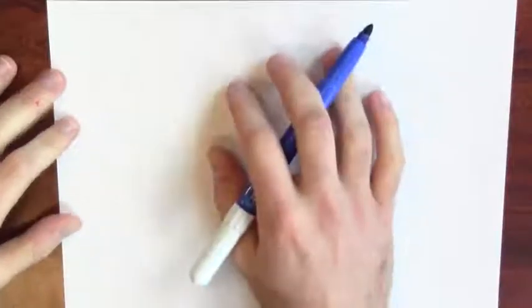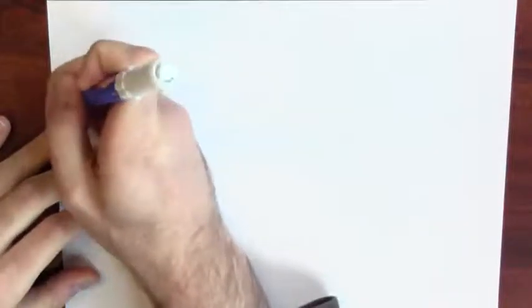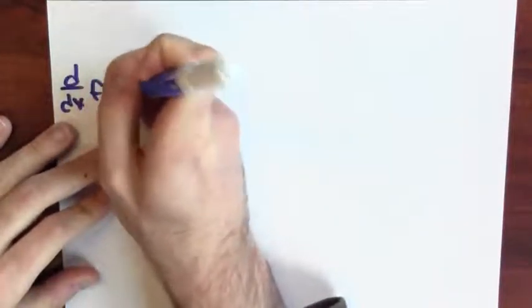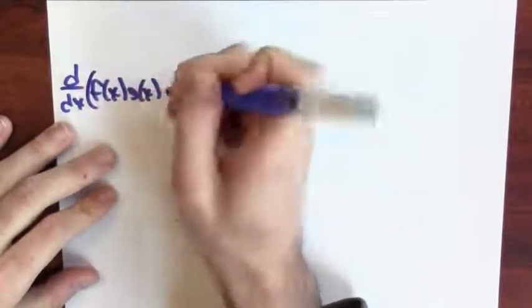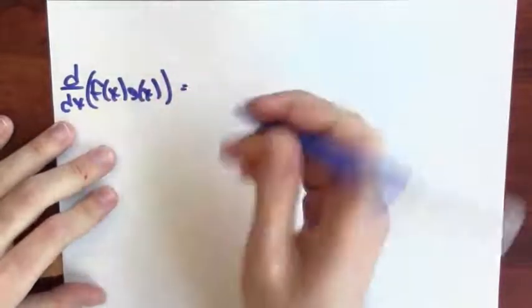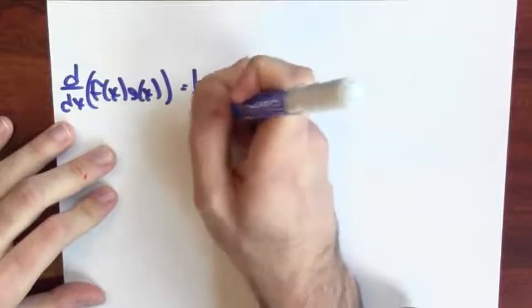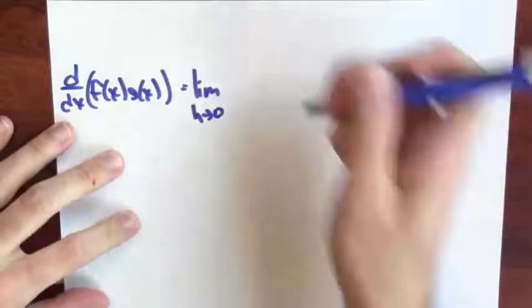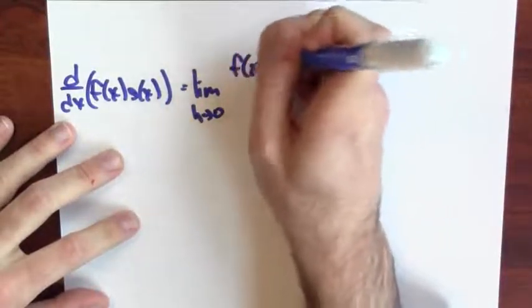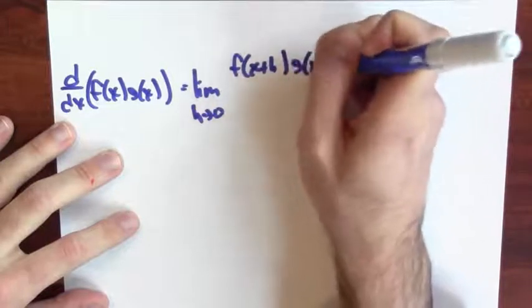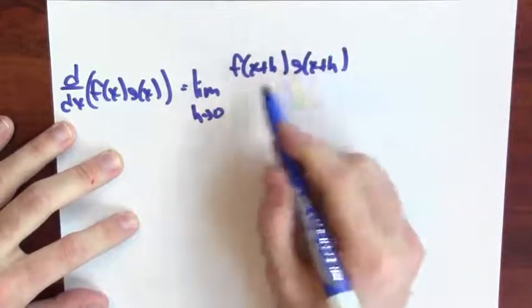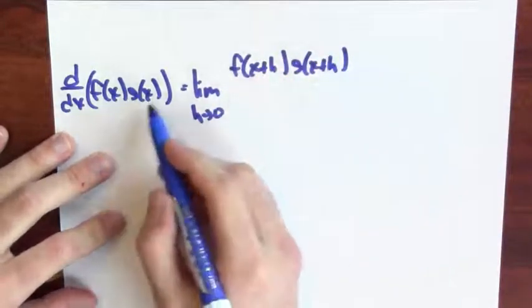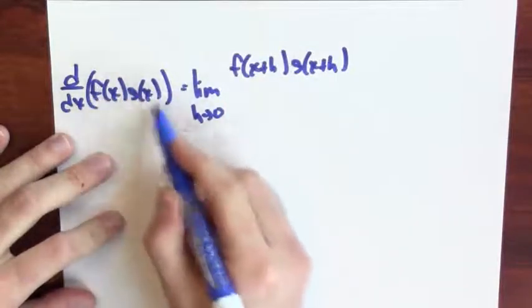We can derive the product rule by just going back to the definition of derivative. So what does the definition of derivative say? It tells us that the derivative of the product of f of x and g of x is a limit. It's the limit as h approaches 0 of the function at x plus h, which in this case is the product of f and g, both evaluated at x plus h, because I'm thinking of this as the function.